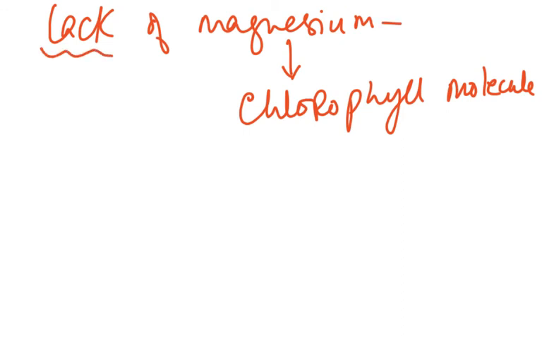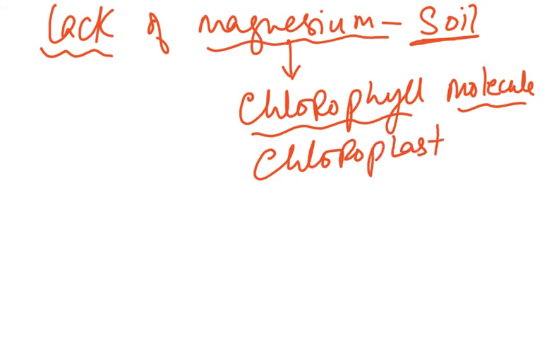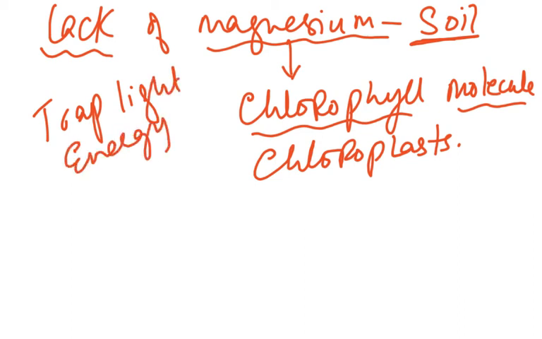This is the lack of magnesium. Magnesium also is obtained from the soil. Magnesium basically is needed to make the chlorophyll molecule. The chlorophyll molecule is present in the chloroplasts, and the chloroplasts are present, as we just recapped, in the palisade mesophyll, in the spongy mesophyll, and in the guard cells. The chlorophyll molecule is needed for photosynthesis to trap light energy, and only if the light energy is trapped is it converted into chemical energy, which is the glucose molecule.